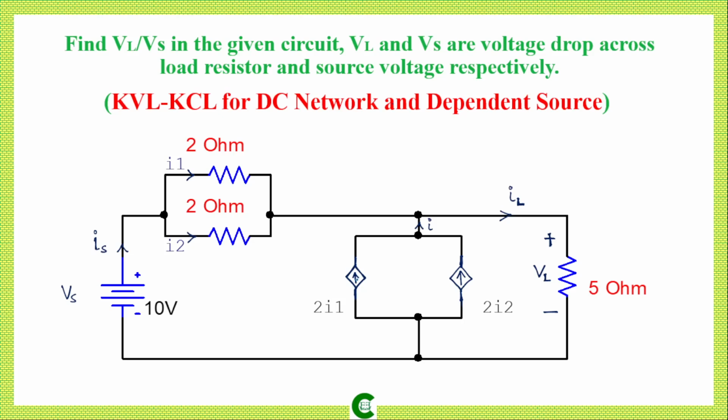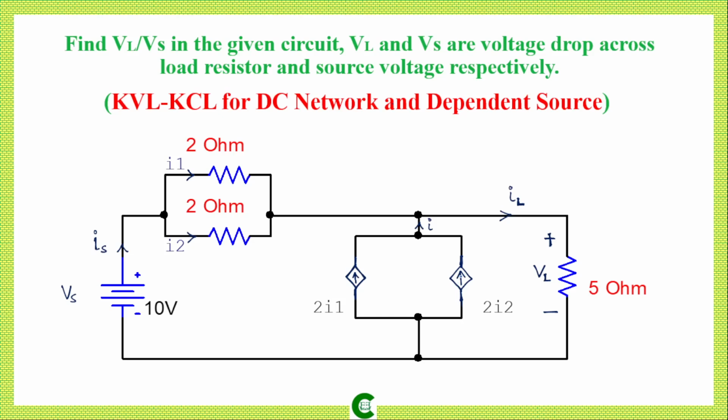The value of the current of this current source is 2I1, whereas I1 is the current flowing through this 2 ohm resistor. So the current value of this current source depends on the current value through this resistor. I have already explained all these various types of dependent sources in my separate class, so you can refer to that class. Again, the current value of this current source is 2I2, whereas I2 is the current flowing through this 2 ohm resistor. So this is again a current dependent current source.